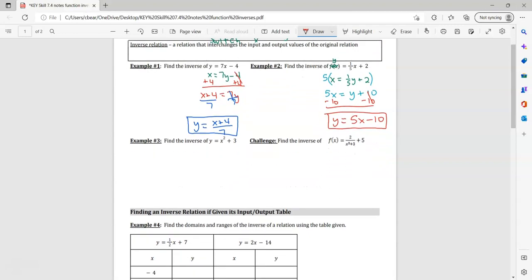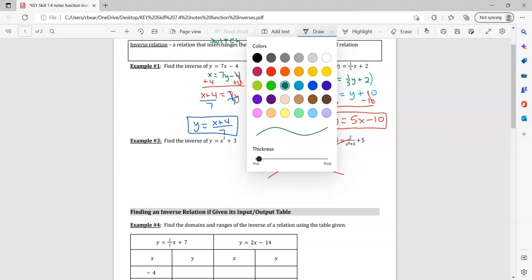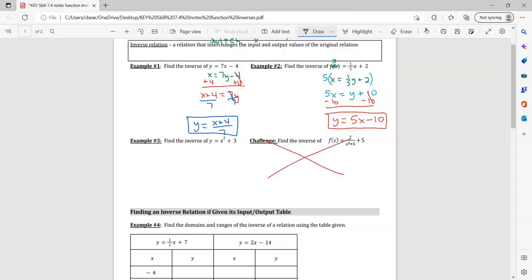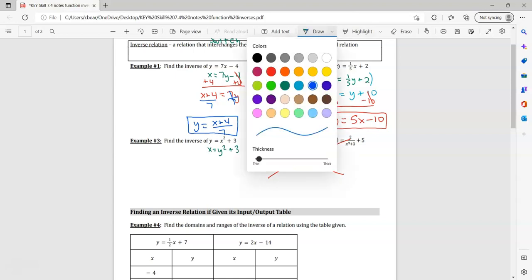I will do example 3, but I am going to skip the challenge one. Not because we can't do it, but I'd rather just show that to you live in person. So I'm going to show you the third example here so that you can see an example that isn't linear. So on this one, again, make sure you switch your x and y around. And then you're going to solve for the new y.